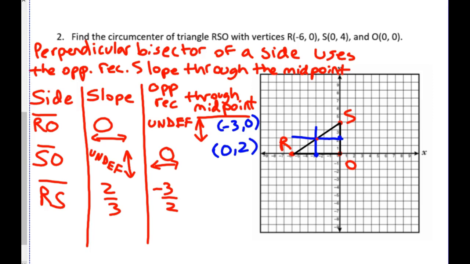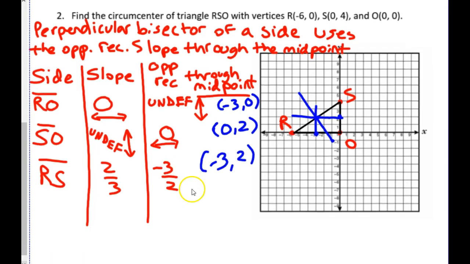And make my slope of -3 over 2. Down 3, right 2. So from here, we go down 3, right 2, put a point, and draw our line. And now you can see where that circumcenter is. Where's it going to be? -3, 2.